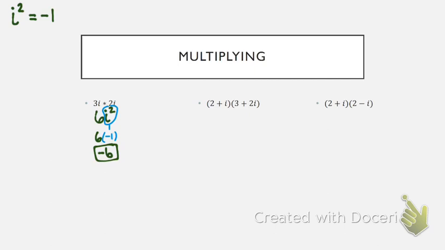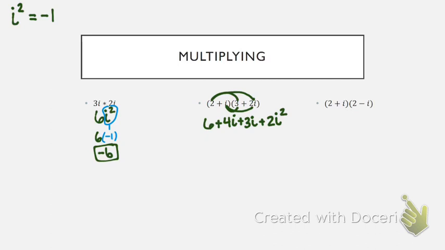The middle problem, where we have two basically like factors like we had with the quadratic on our last test. To multiply these out, we distribute like we did last week. So we have to do 2 times 3, which is 6. 2 times 2i, which is 4i. i times 3, which is 3i. And then i times 2i, which is 2i squared.